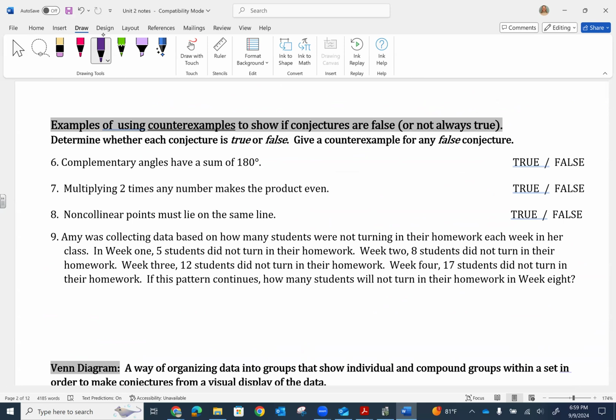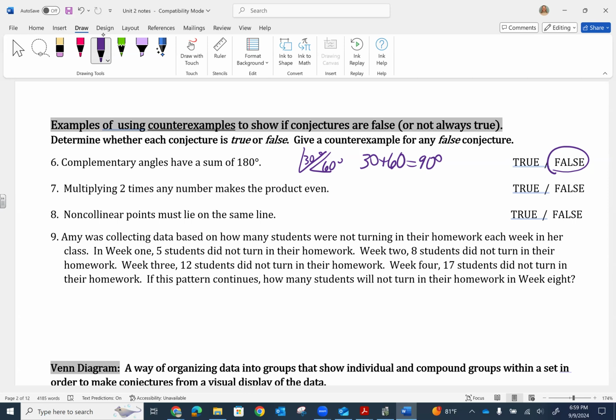Our complementary angles, do they always have a sum of 180 degrees? No, that's false. Why? Complementary angles, 30 and 60, 30 plus 60 equals 90 degrees. That's what a complementary angle would be. So give an example of something that disproves that.